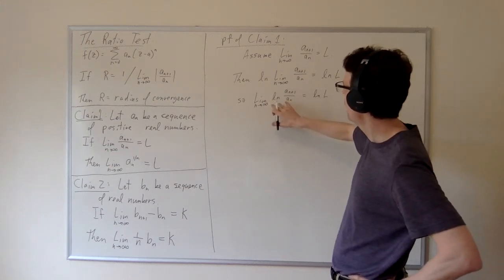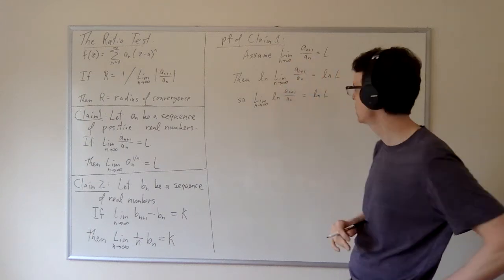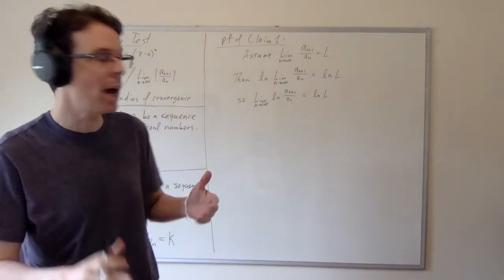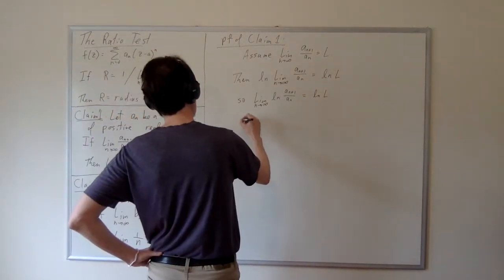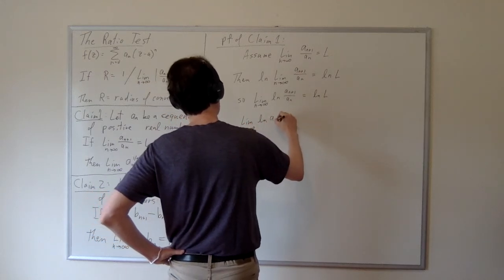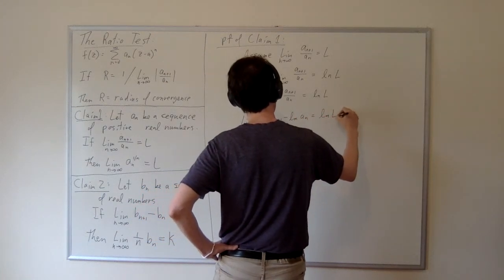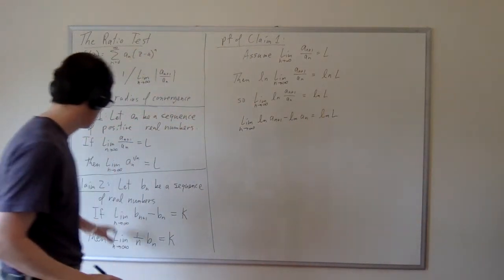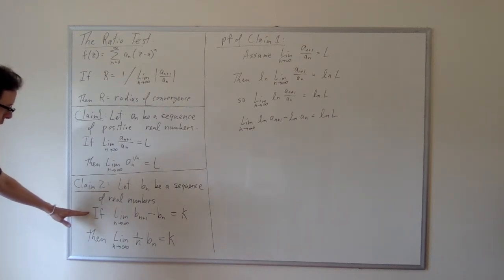So it's important here that we already assumed that this limit existed and that we know that the logarithm is a continuous function. If you're worried about the logarithm and we haven't defined the logarithm yet for complex numbers, it doesn't matter because we're using the real logarithm function here. And then we get to use the properties of the logarithm. So we know that the limit as n goes to infinity of the logarithm of a_{n+1} minus the logarithm of a_n is equal to the logarithm of L. And now this is b_{n+1}, this is b_n, and this is k. So that gives us the if part of claim 2.